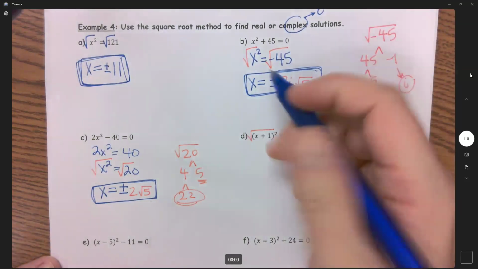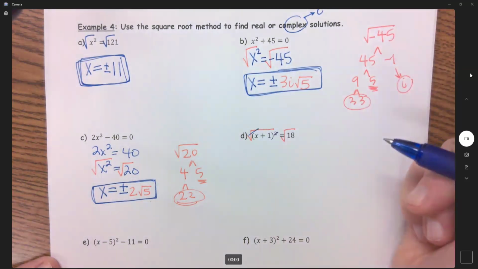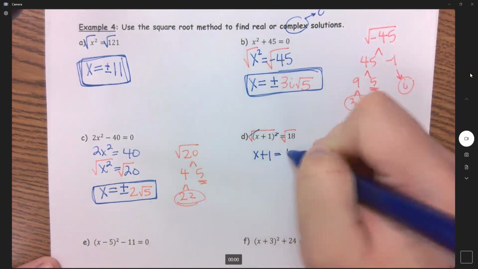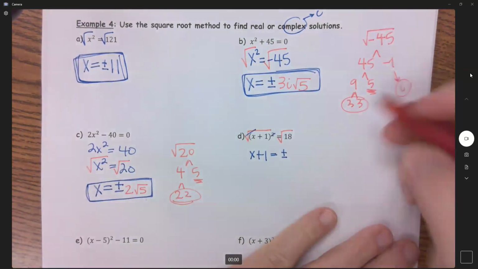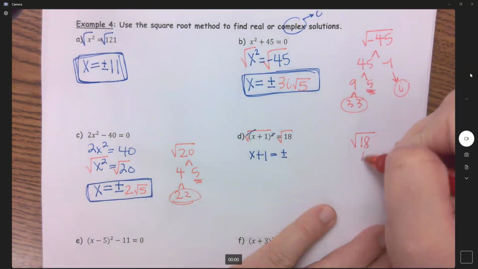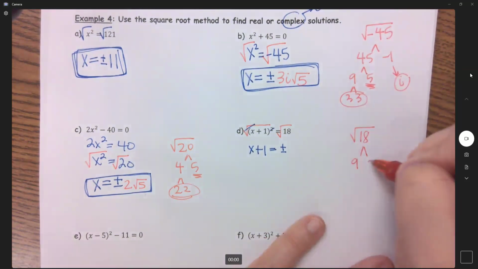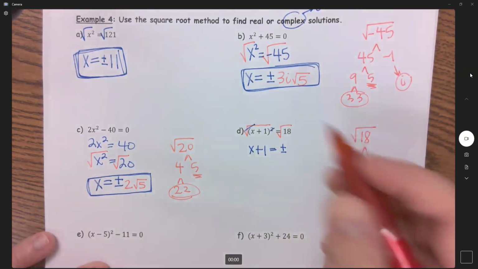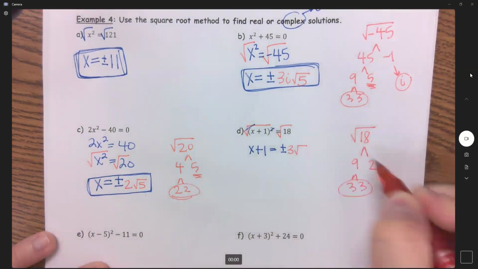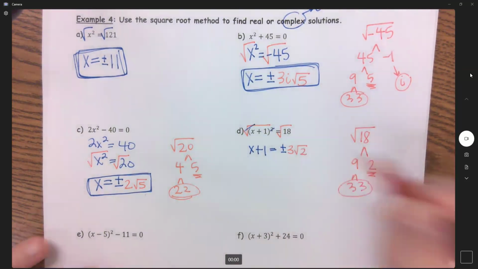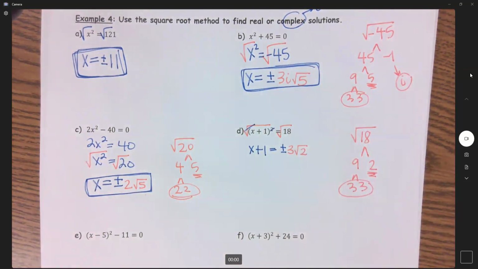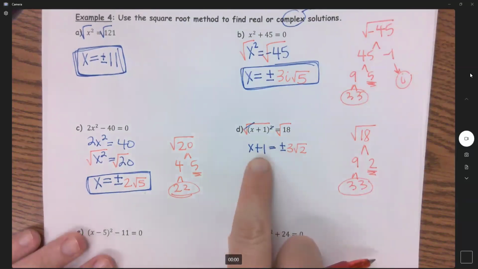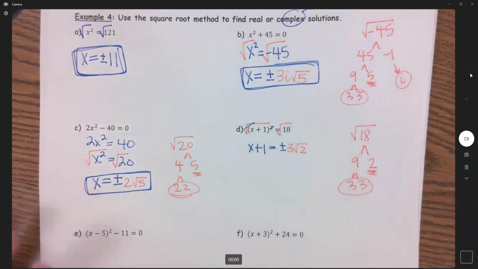So now the square root and square cancel, and I am left with x plus 1 equals plus or minus, and let's break down the square root of 18. 18 is 9 and 2, which is 3 and 3. So your pair of 3's come out, and this 2 that doesn't have a pair stays in. Now I am not done, because now I need to solve for x. So to solve for x, we're going to subtract this 1 over.